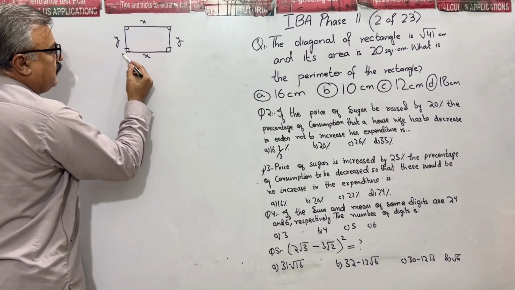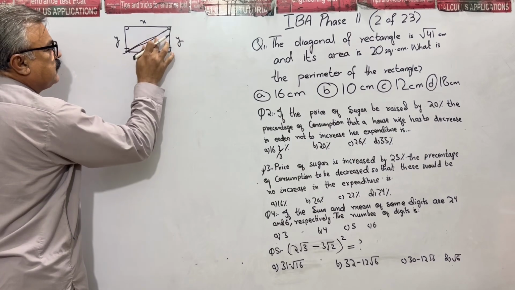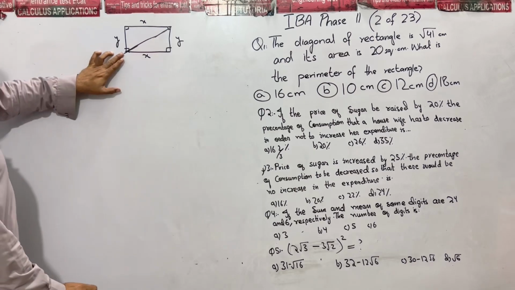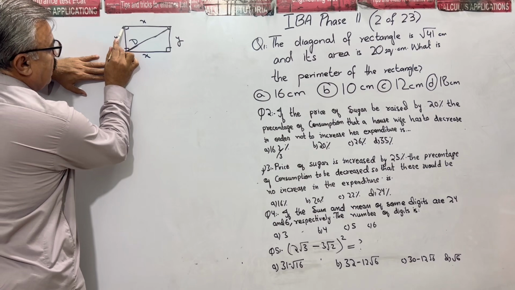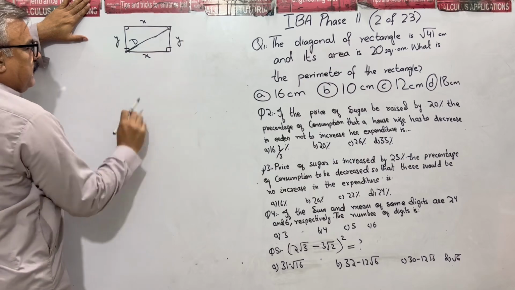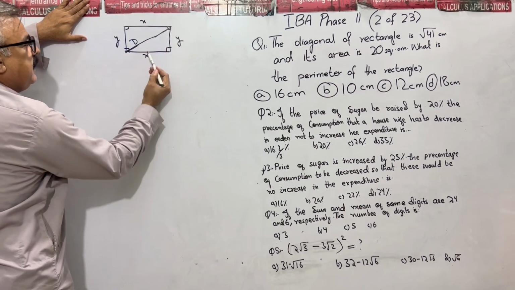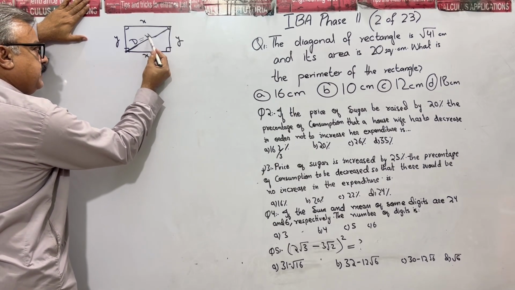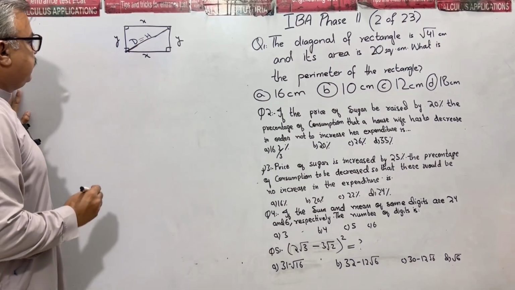Diagonal: a line from vertex to vertex that cuts this rectangle into two equal triangles. This line is known as diagonal. One can also draw from this vertex to there, it's also a diagonal. From the rectangle point of view, this line is our diagonal. If we consider the lower or upper triangle, this is also the hypotenuse of the triangle, opposite to 90.